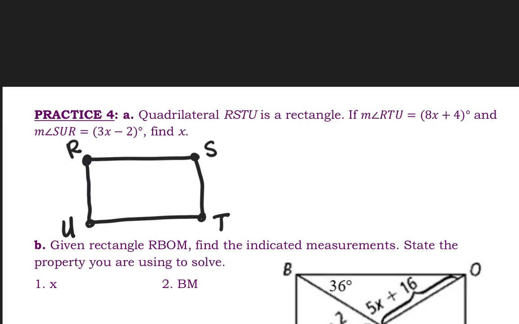It says if the measurement of angle RTU, so I'm going to trace that, RT to U. They're talking about this angle. If that angle is 8x plus 4, and angle SUR, this one here, is 3x minus 2. How do we find x?